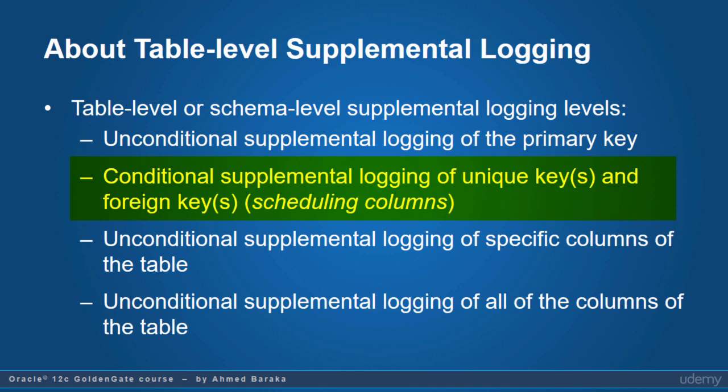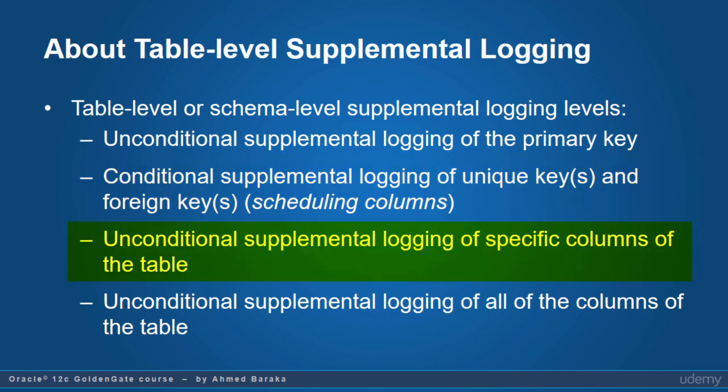When you configure the second level, besides logging the primary key values, the database logs all of the column values of foreign key and unique key if at least one of them was changed in the current operation. That's why it's called conditional logging. The values of the foreign and unique keys are logged only if one of them is changed.